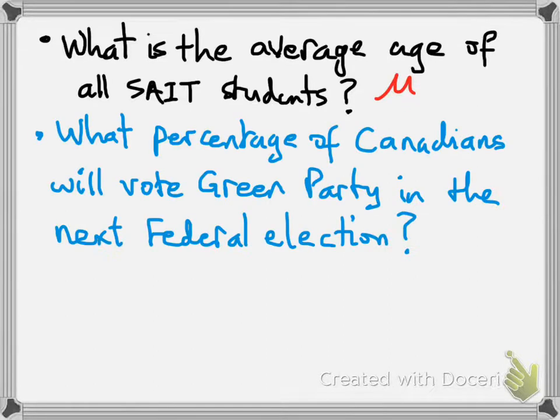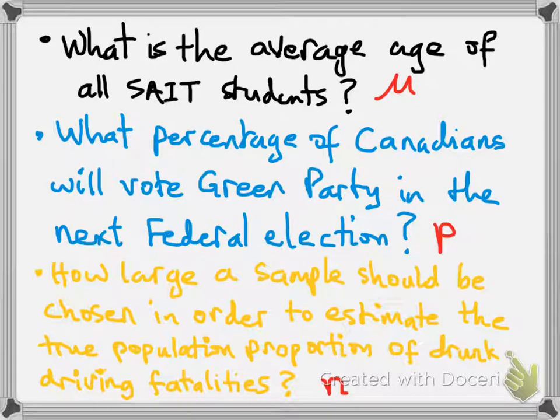Or if you're interested in figuring out the percentage of Canadians that will vote for the Green Party in the next federal election, then in that case, you are thinking of estimating little p, right, which will be the population proportion of voters who will vote for the Green Party. Or if you're interested in thinking about how big your sample size should be in order to estimate the true population proportion of drunk driving fatalities in Canada, for example, then you are thinking of estimating little n.